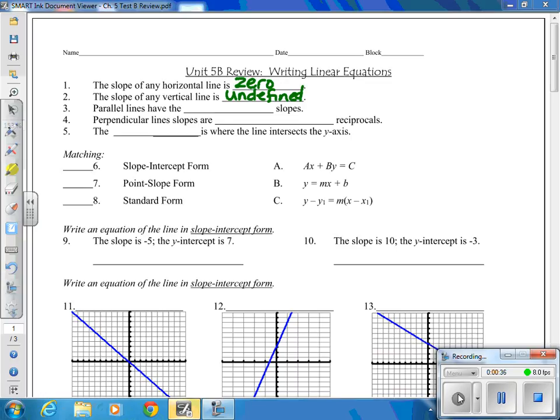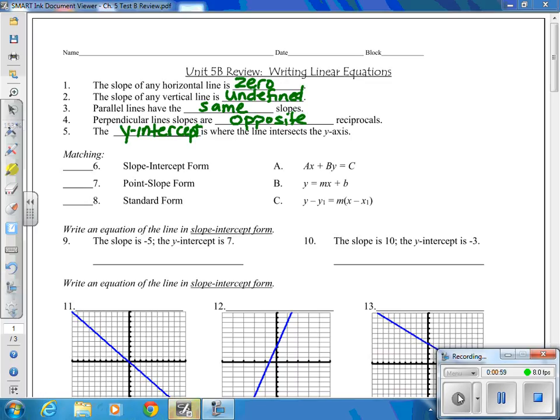Number three, parallel lines have to have the same slopes. Number four, perpendicular line slopes are opposite reciprocals. Number five, the y-intercept is where the line crosses the y-axis. And those are just basic definitions that we've been working with throughout the entire chapter.